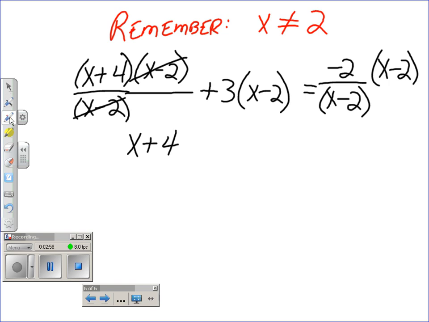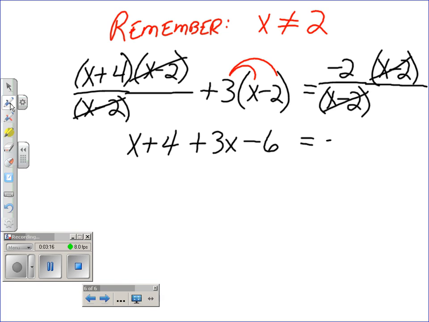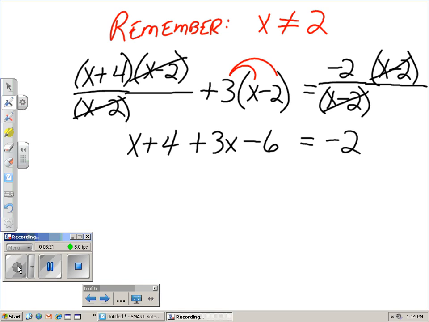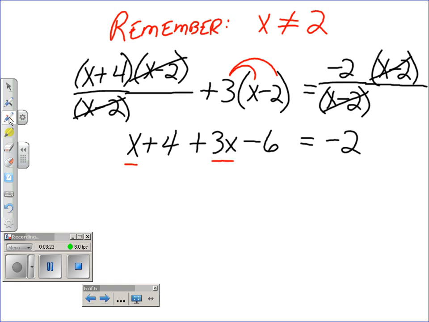Here I'm going to do a little distributive property. Everybody gets multiplied by 3. And I have plus 3x and minus 6, because positive 3 times negative 2 is negative 6. Then my equal sign. Now over here, if you want to go ahead and extend that fraction line, if that looks better to you, cancel your x minus 2's. And you have negative 2, and all the fractions have gone away. The rest of it is just algebra, and I think you know this by now. You put your x's together, and we get 4x. And you put your whole numbers together. A plus 4 and a minus 6 is a minus 2.